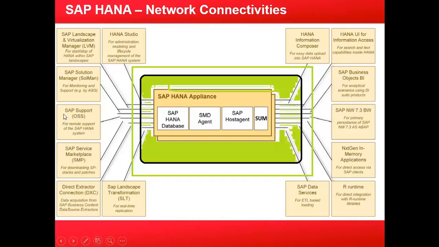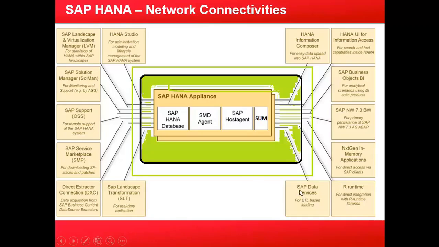Then we have SAP Support OSS. This is basically for the remote support of the SAP HANA system. Then we can connect to SAP Marketplace for downloading SP stacks and patches. Then we have connectivity to DXC, that is direct extractor connection. This is basically for data acquisition from SAP business content data source extractors. Then it can connect to SAP Landscape Transformation. This is basically for real-time replication.